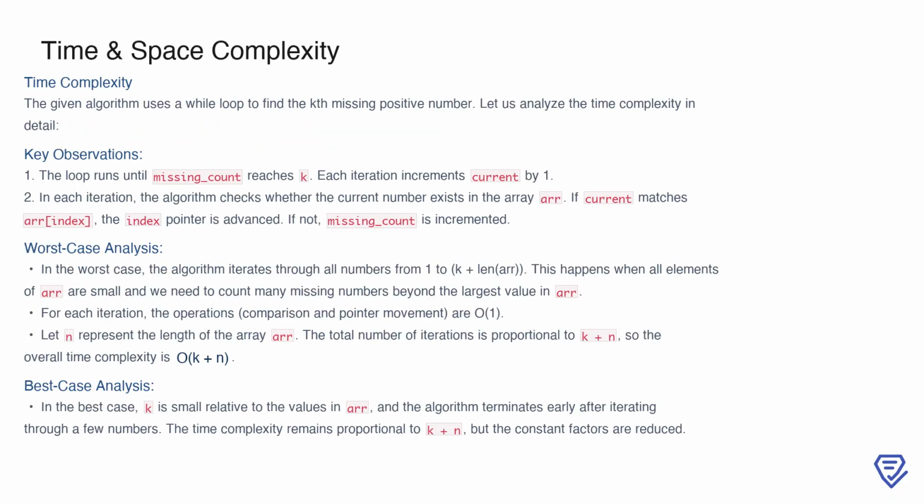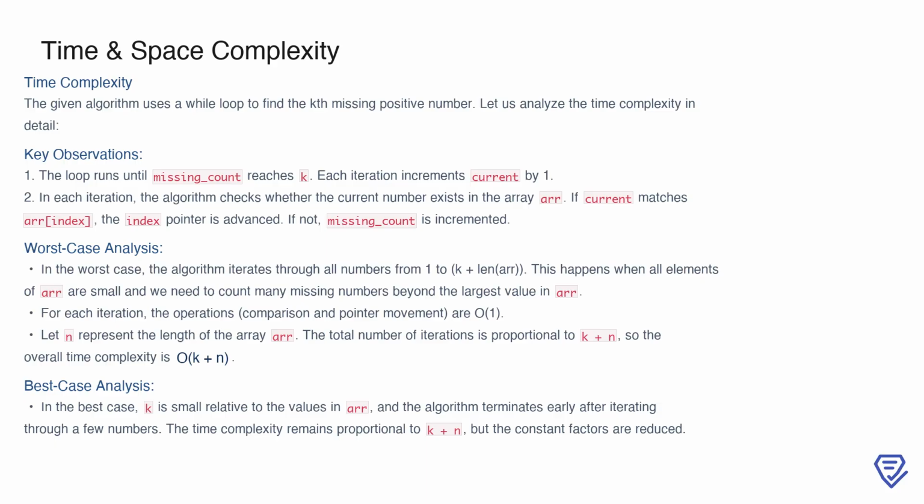To analyze the time complexity of the algorithm, we start by understanding how the while loop operates. The loop continues until the missing_count reaches k, and within each iteration, the current number is incremented. The algorithm then checks if the current number matches an element in the array ARR. If it does, the index pointer moves forward, skipping that number. Otherwise, the missing_count variable increases to account for a missing positive number.